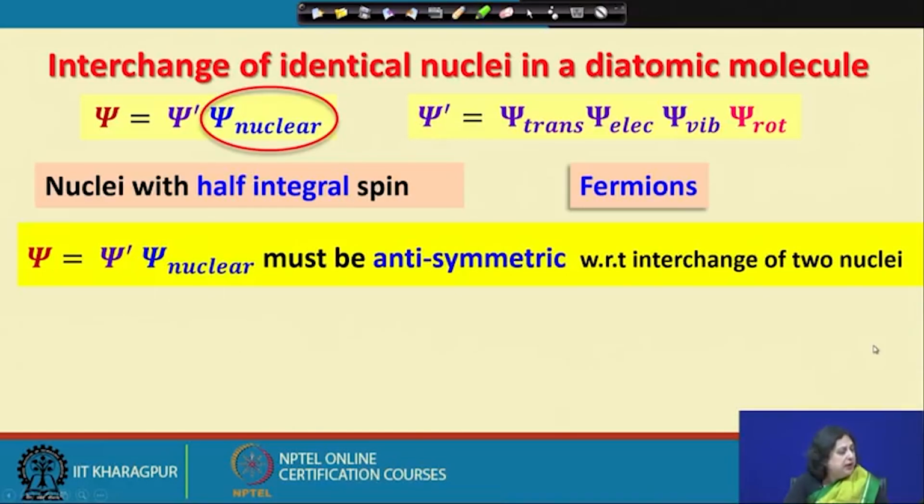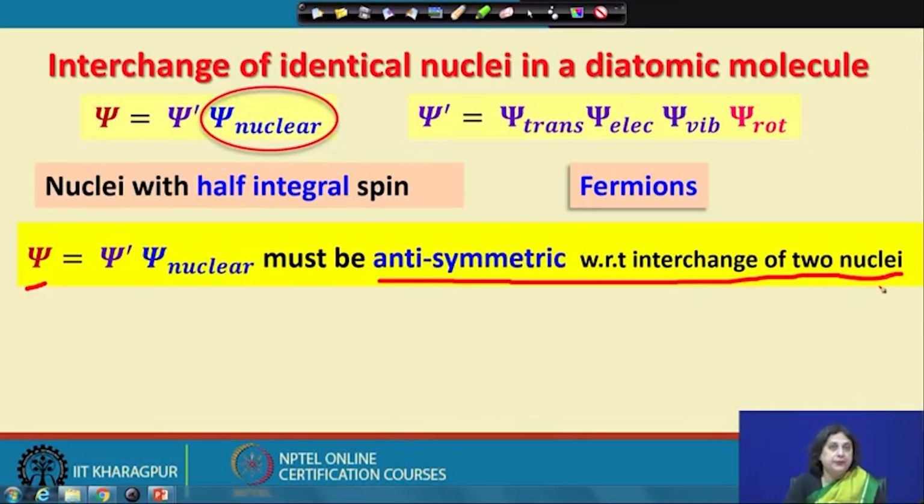Similarly, when you think about nuclei with half integral spins, in that case I should be thinking about the two identical nuclei as fermions, and I would demand that the overall wave function psi is going to be antisymmetric with respect to interchange of two nuclei. And now I must have such a combination of psi prime and psi nuclear such that this symmetry property is preserved. Now, under which condition can this happen?